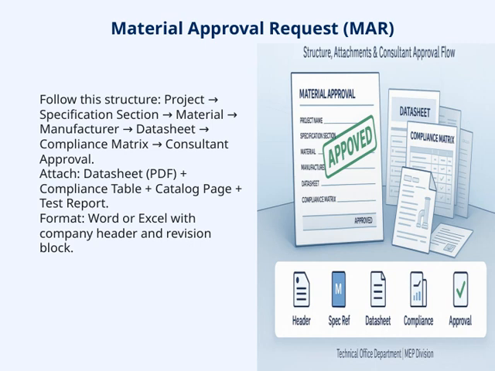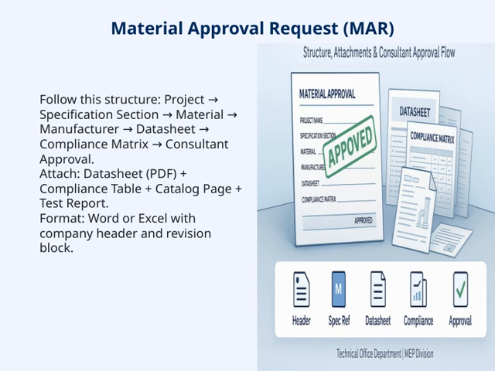Let's walk through the Material Approval Request process, or MAR for short. First, you start with the project details, making sure everything is clearly outlined. Then, you move on to the specific section of the project specification that relates to the material you're requesting approval for. Next, identify the material itself, its type, specifications, and purpose. It's important to specify the manufacturer of the material, as this helps ensure quality and traceability. You'll also need to attach the datasheet, which provides detailed technical information.